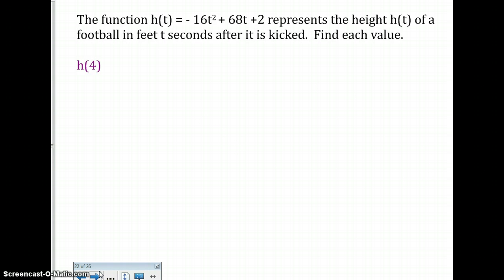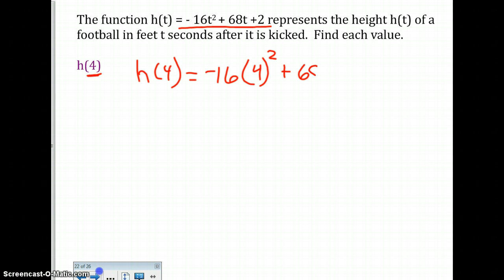Okay, and sometimes we'll see different formulas written this way. So the function h of t equals negative 16 times t to the second plus 68 times t plus 2, where the height of a football is represented in feet, and t is seconds, our time after it's kicked. Find each value. So 4 seconds after a football is kicked, we're going to go h of 4, and I'm going to use this up here, equals negative 16 times t squared. They're telling us t is 4, plus 68 times 4 plus 2.